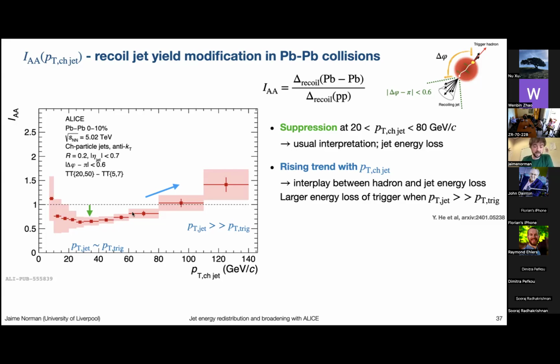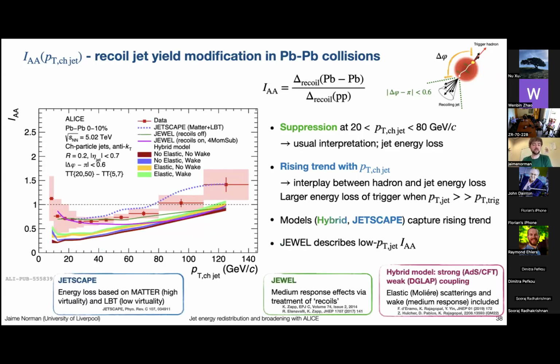As we go to higher transverse momentum, we see this rising trend. And this I'll show in a bit more detail in a sec, but we interpret this as an interplay between hadron and jet energy loss. So where the jet PT is larger than the PT of the trigger track, we expect larger energy loss of the trigger. And yeah, so this is our data.